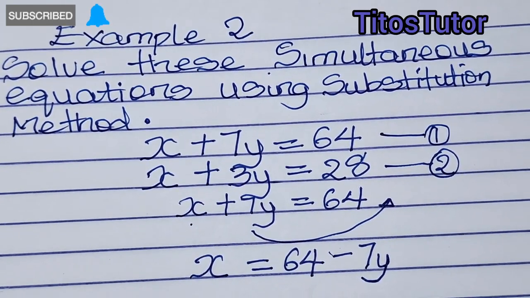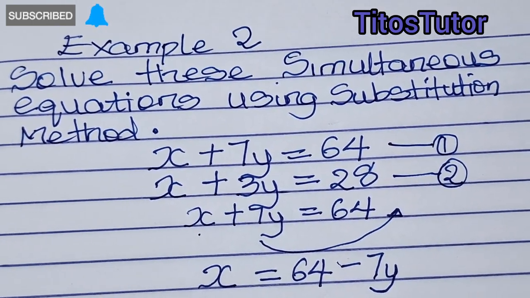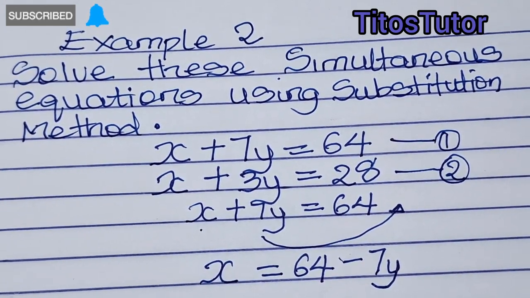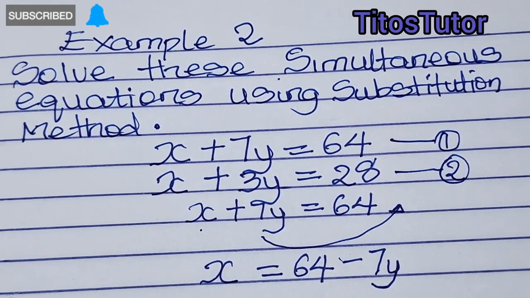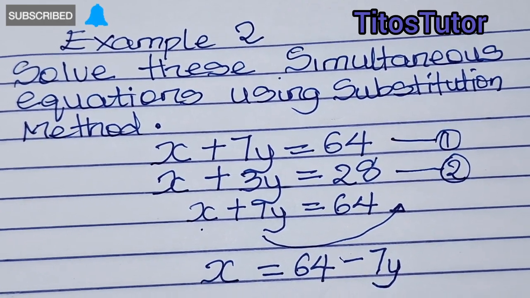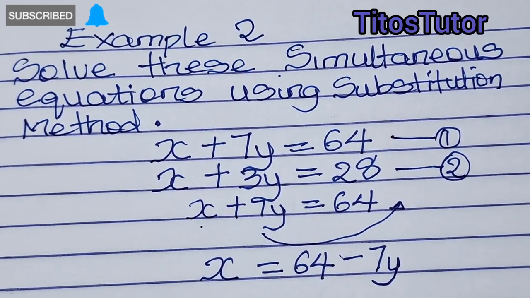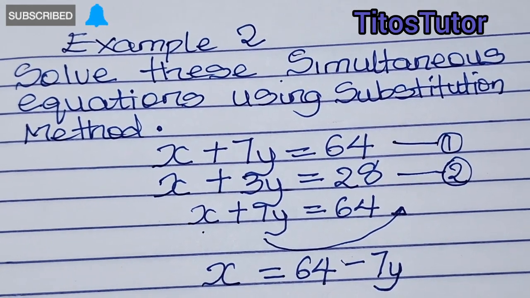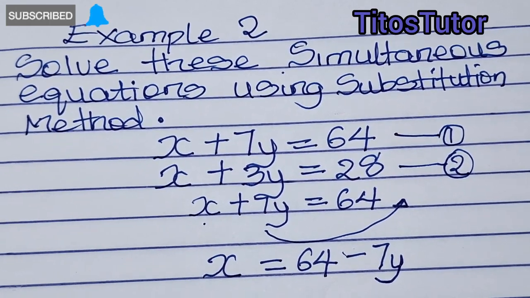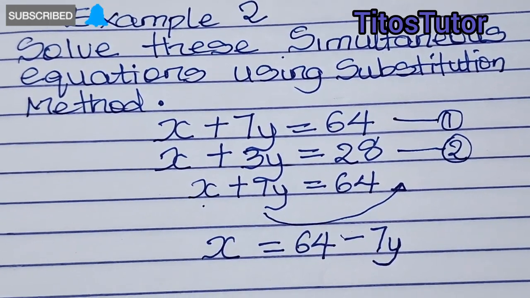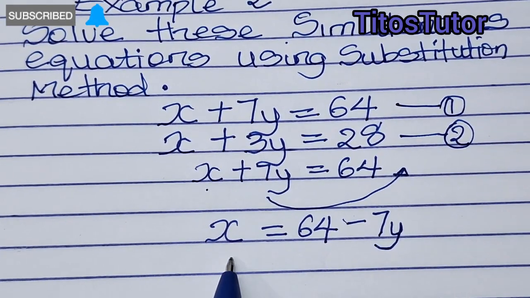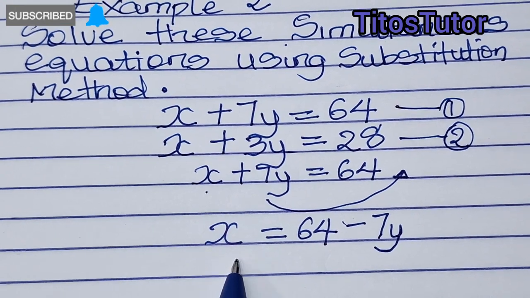What I have done is label my first equation as equation 1, label my second equation as equation 2. Then I am going to make x stand on its own from equation 1. Okay, so my equation 1 is x plus 7y equals 64. 7y is going to move to the other side of the equation and become negative 7y because it is crossing an equal sign. Okay, so x is equal to 64 minus 7y. Now x is standing on its own. I have made it the subject of the formula.